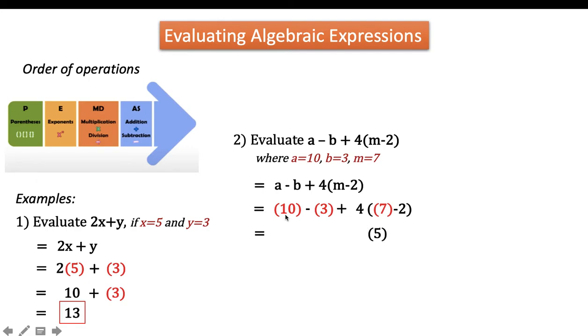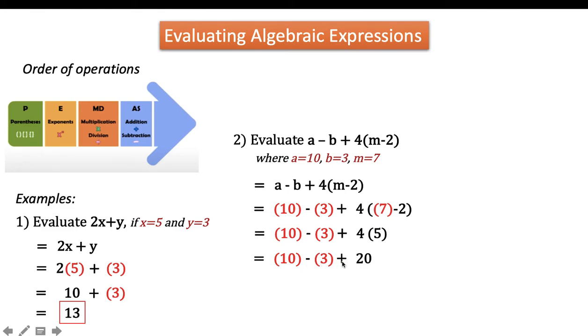Then let us write down the remaining terms. We are left here with minus, plus, and times. So in the order of operations, we will multiply first before subtracting and adding. So we will work on 4 times 5, and that is 20. Then write down the remaining terms. Now we are left with minus and plus.